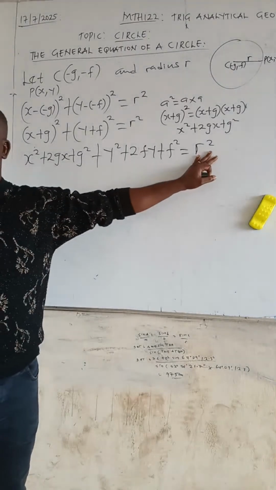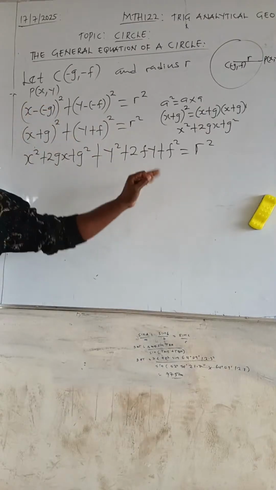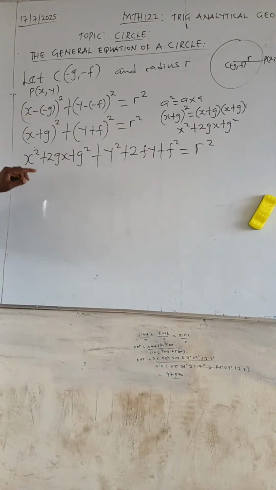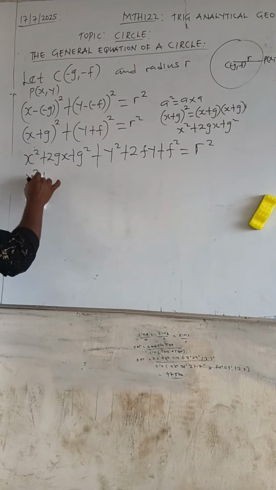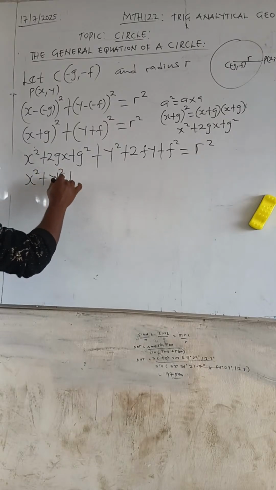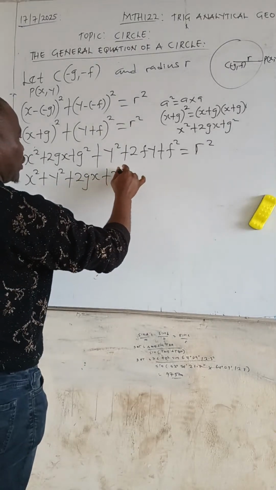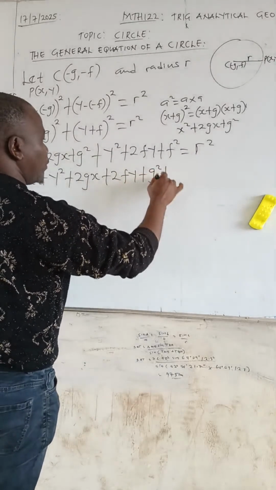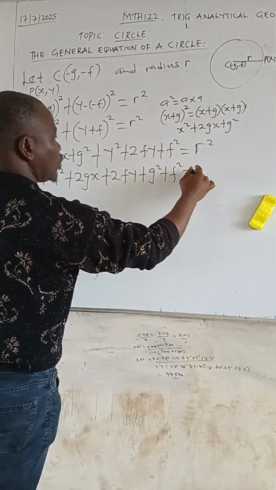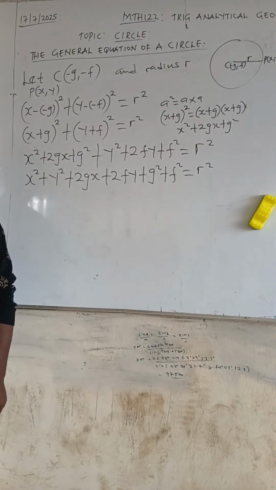Whenever you come across something like this, what will first come into your mind is, this is the equation of what? A circle, because the equation of a circle is always in this form. So let us put it orderly. Let's rewrite it: x squared plus y squared plus 2gx plus 2fy plus g squared plus f squared equals r squared. Are you following? Yes, sir.